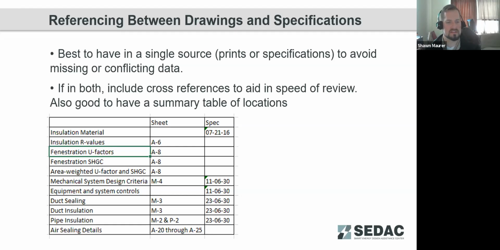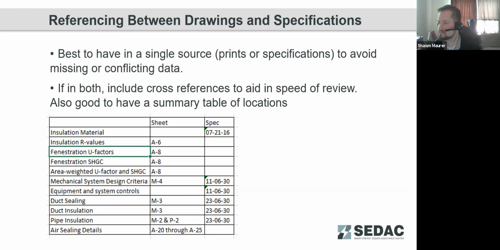The plan drawings themselves will also include listed R values on them, and that's indicated by the sheet there. But what's important to note here is that you're indicating in a single location where in the specification manual and sheets that information is most readily accessible for the plan reviewer. This also helps in avoiding conflicting information in your documentation.